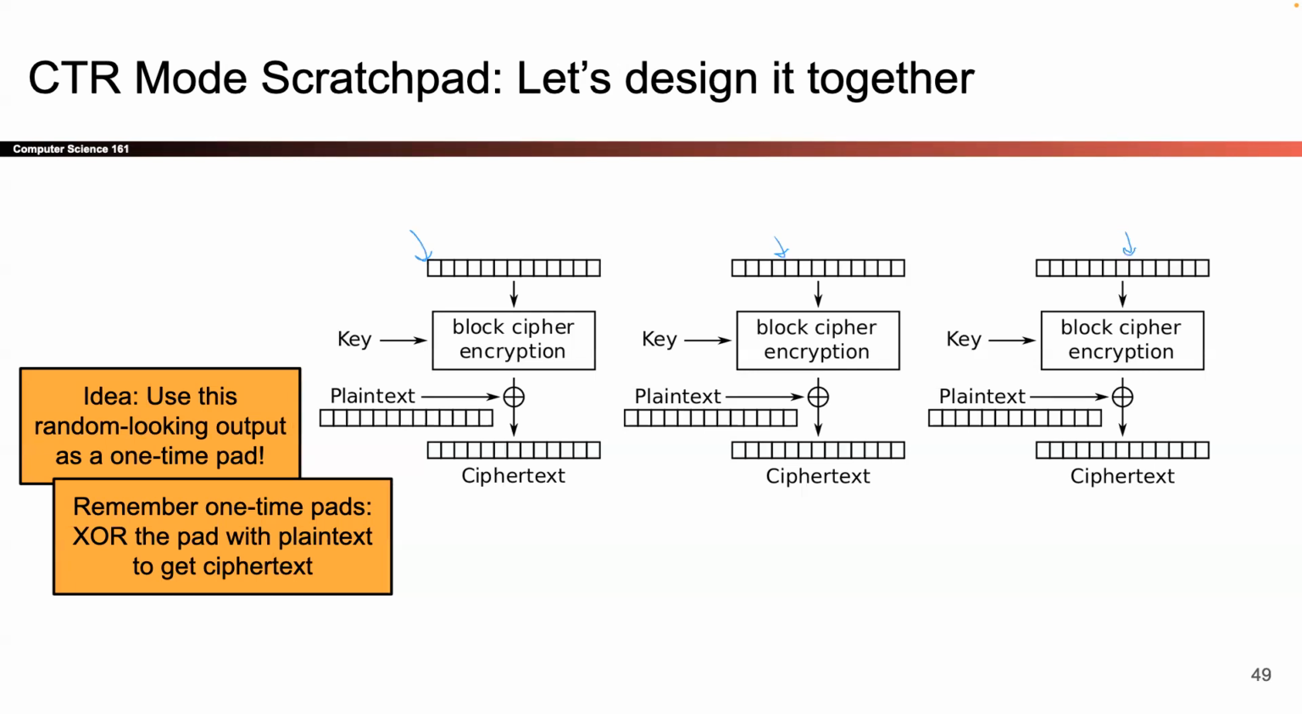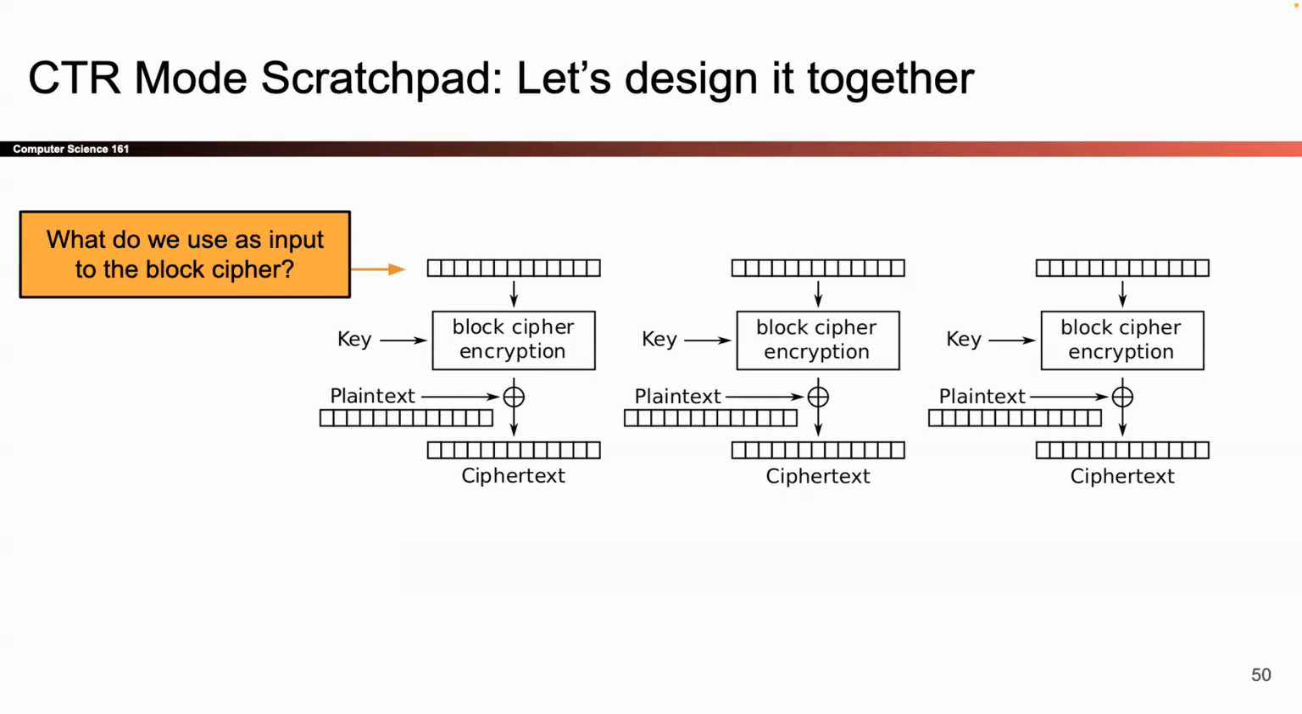As long as I pass in something and I encrypt it with a key that the attacker doesn't know, this output is as good as random. So I just need to put something up there. What am I going to put? I don't know. How about I encrypt 0, and then 1, and then 2?